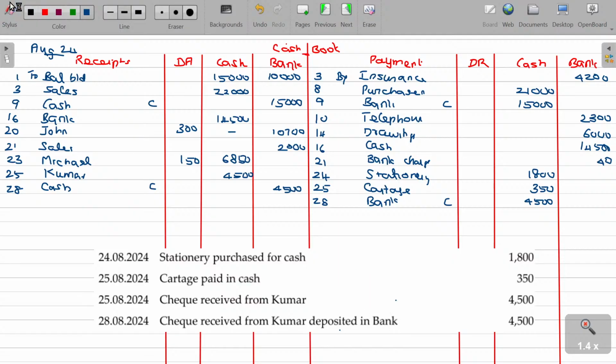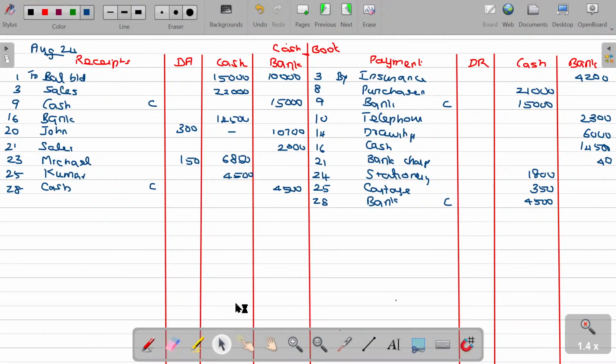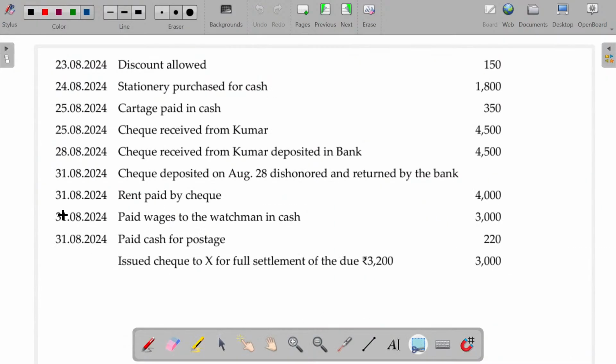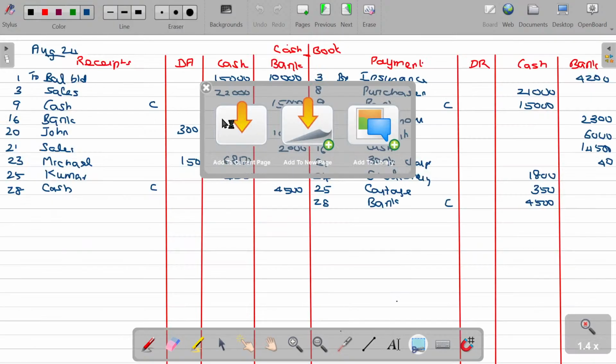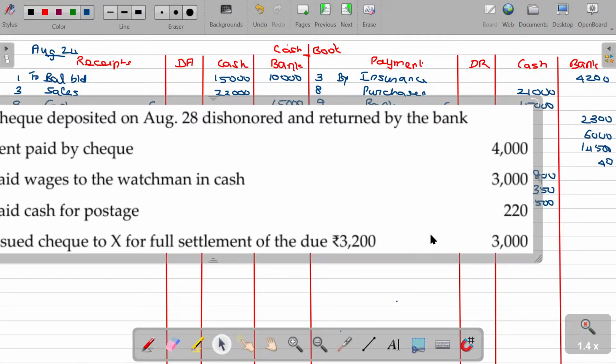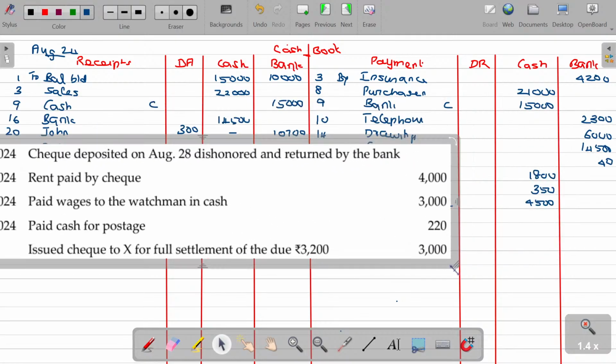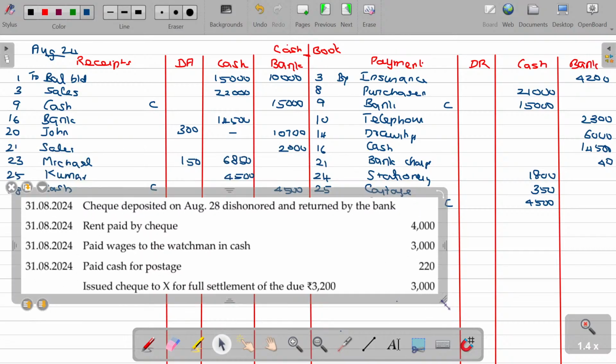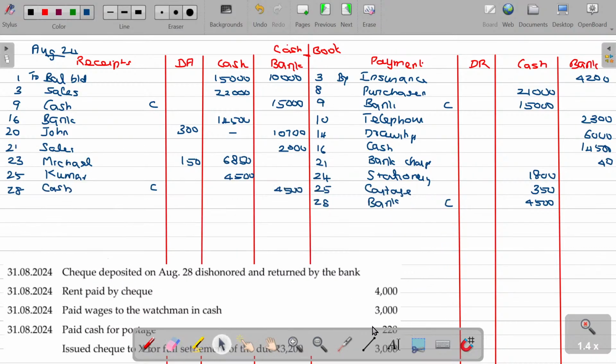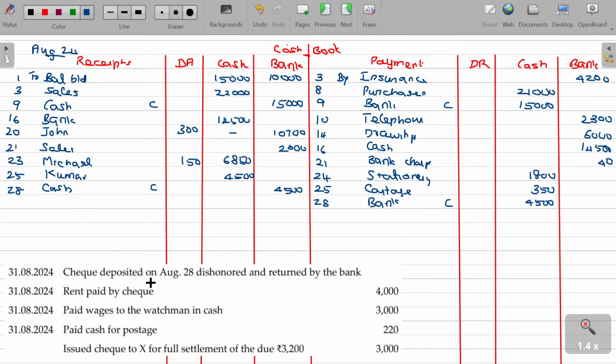Okay. Now I can remove this. Few more items. 31st, the last day of the month. Now, check deposited on 28th August, dishonored and returned. This check, not honored but returned. Means there is no cash in the bank, immediately dishonored.